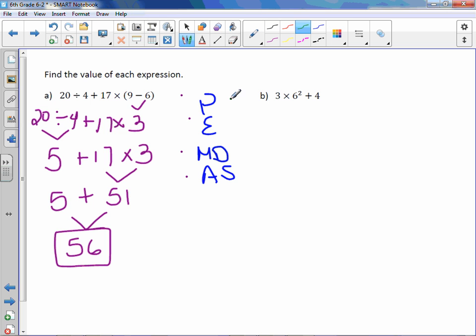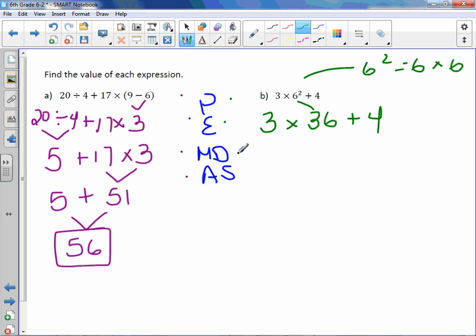Letter B. I do not have parentheses, but I do have exponents. I have 6 squared, which remember is the same as 6 times 6. So I'm going to rename 6 squared as 36 and bring down the 3 times in front of it and the plus 4 behind it.